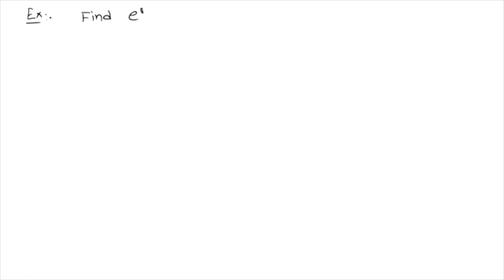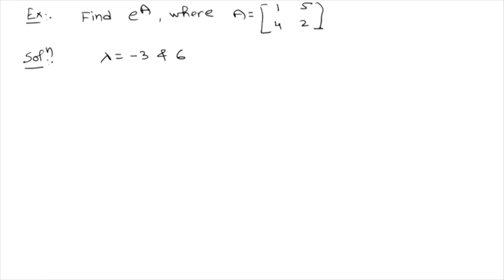Let us take an example of it. Find e raised to power A, where A is given as the matrix 1, 5, 4, 2. Let us see the solution. Here the eigenvalues of A are lambda equals minus 3 and 6. The eigenvector corresponding to lambda equals minus 3 is x1, and the eigenvector corresponding to lambda equals 6 is x2. Since both the eigenvalues are different, they will have linearly independent eigenvectors and hence the matrix is diagonalizable.